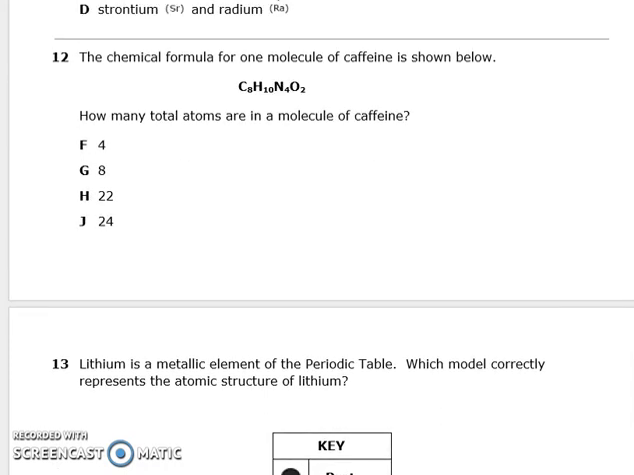Number 12. The chemical formula for one molecule of caffeine is shown below. How many total atoms are in one molecule of caffeine? F. 4, G. 8, H. 22, or J. 24.